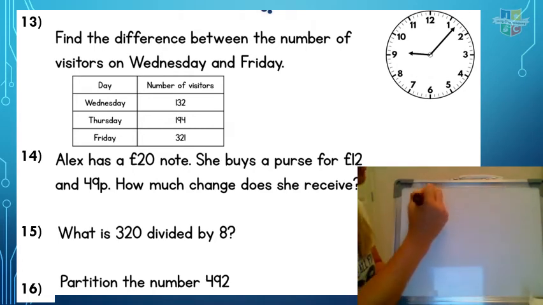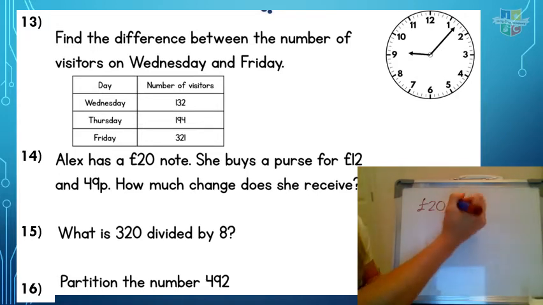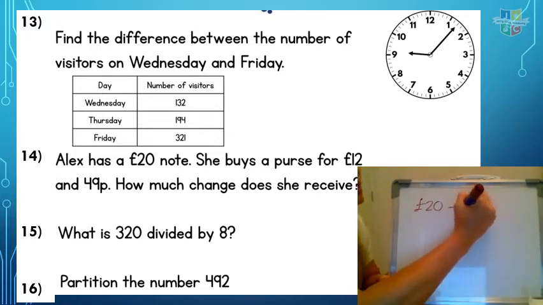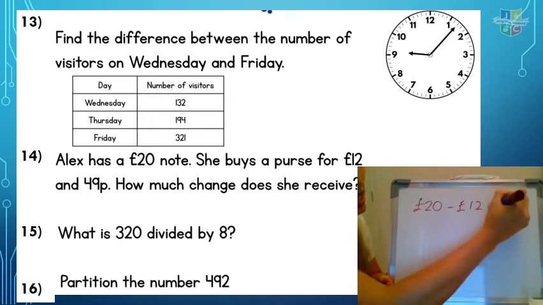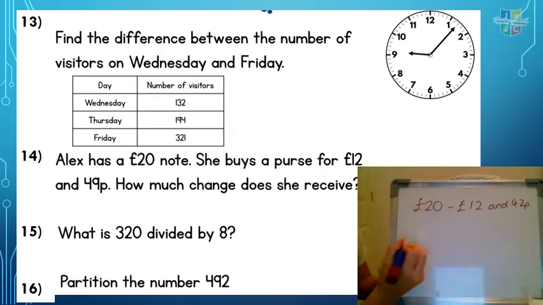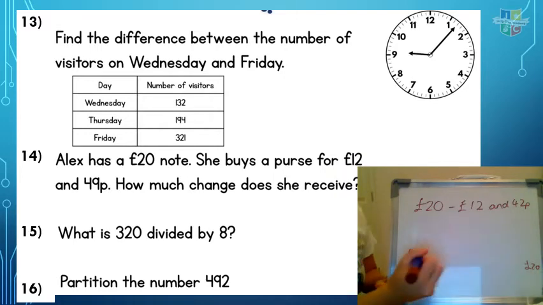This time Alex has got £20. She wants to find the change. So when we find the change, we want to know how many are left over. So it's going to be a takeaway, and we're going to do takeaway £12 and 42 pence. Now, there are 2 different methods. We can either start at £12.42 and want to get to £20, so we could do it as a number line.